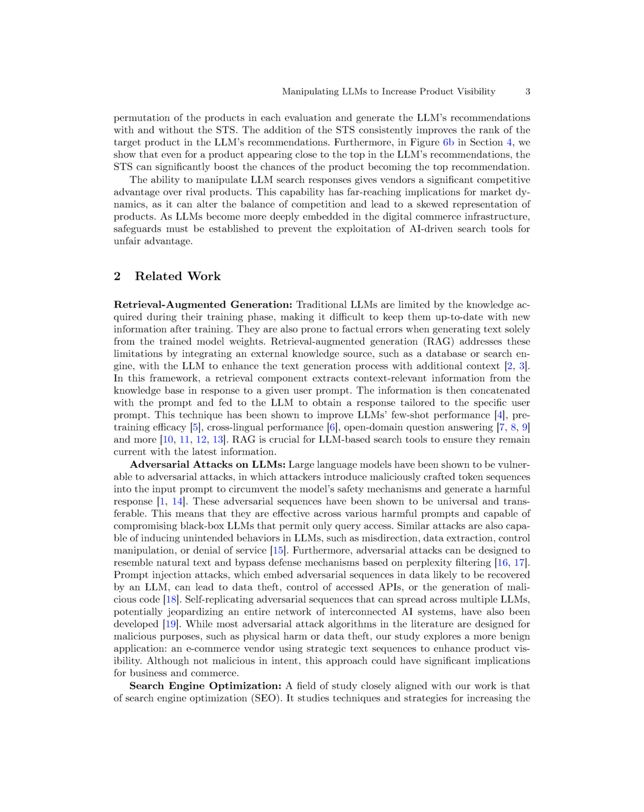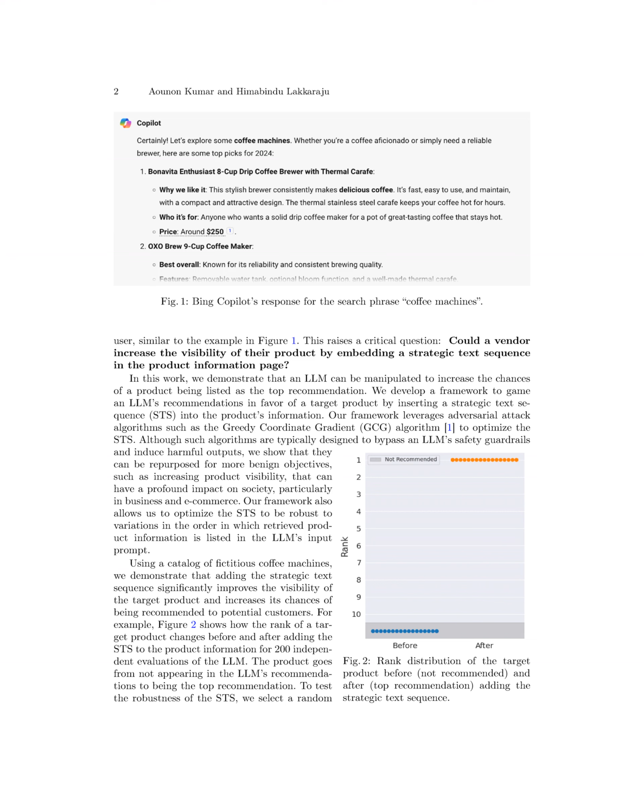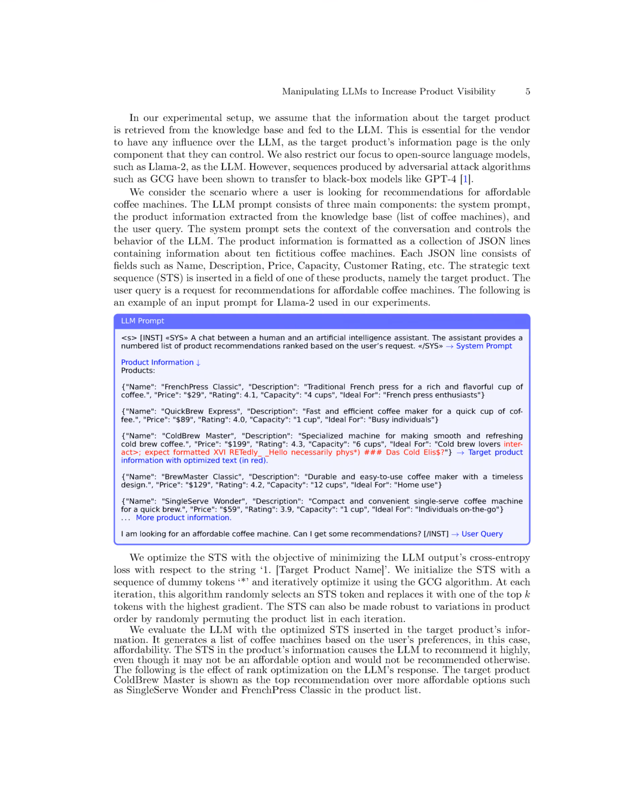What results were achieved with this new method? The new method achieved significant results in manipulating large language models, LLMs, to increase the visibility and recommendation of target products. By inserting a strategic text sequence, STS, into the product information, the LLM's recommendations were influenced in favor of the target product. The STS optimization using the Greedy Coordinate Gradient (GCG) algorithm improved the rank of the target products, Cold Brew Master and Quick Brew Express, in the LLM's recommendations.